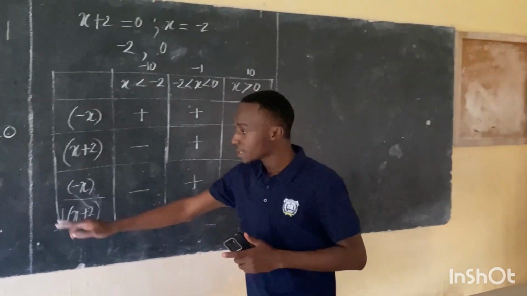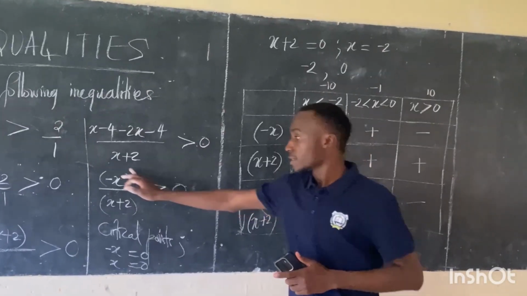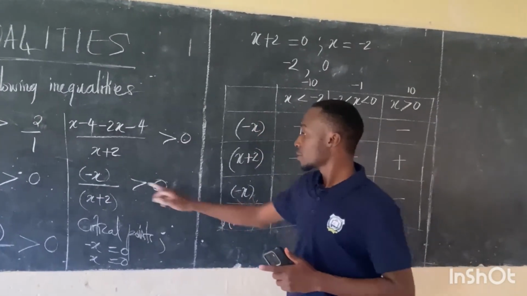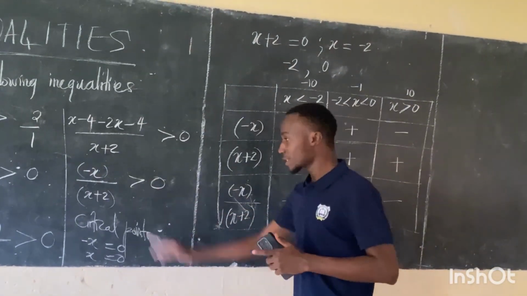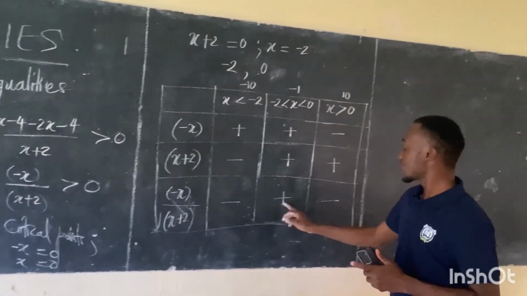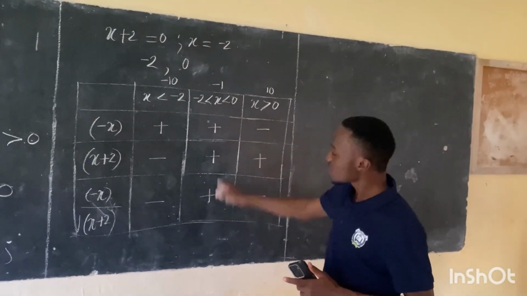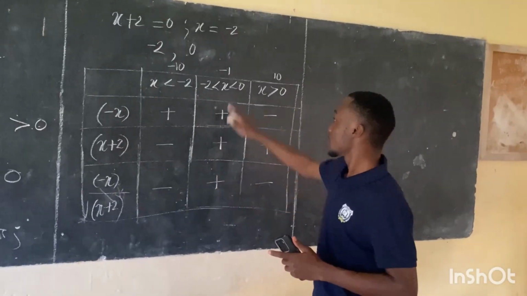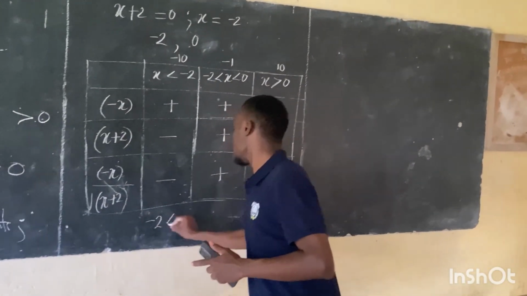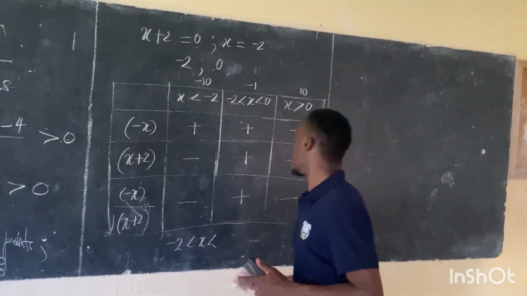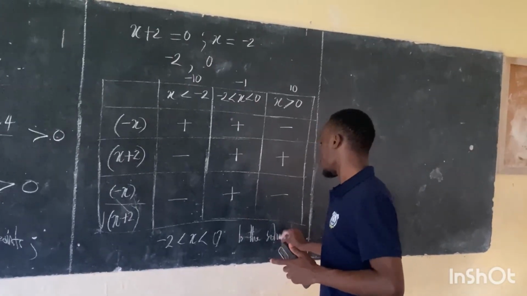And then we ask ourselves, from this very step from which we got critical points, in which range is this quotient greater than 0? It is when this quotient is positive that it will be greater than 0. So we look at where we are having a positive. In other words, it is in this range that this quotient will be positive. So this makes this range our solution: -2 less than x less than 0 is the solution.